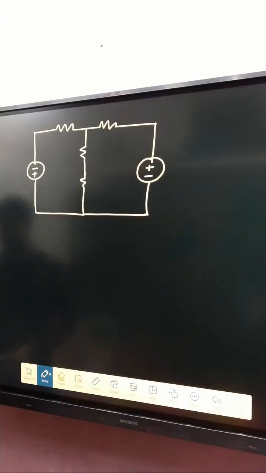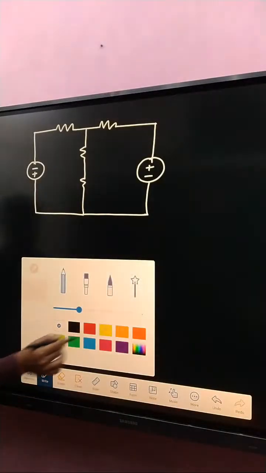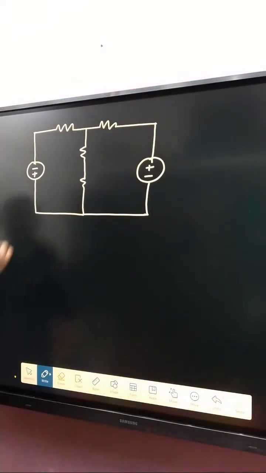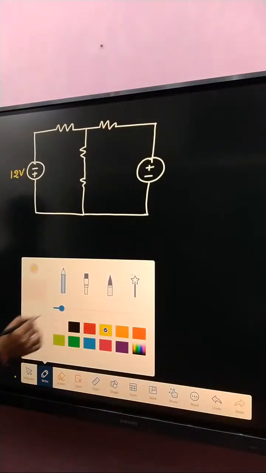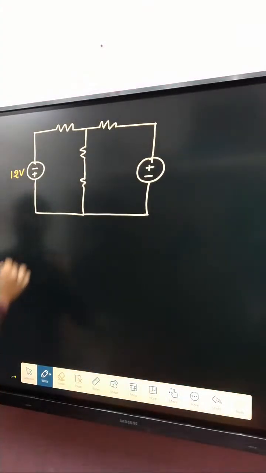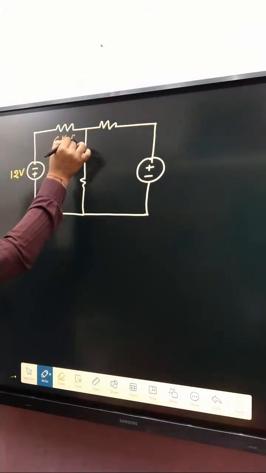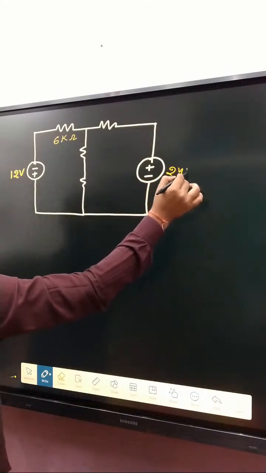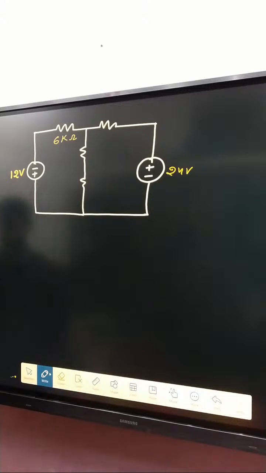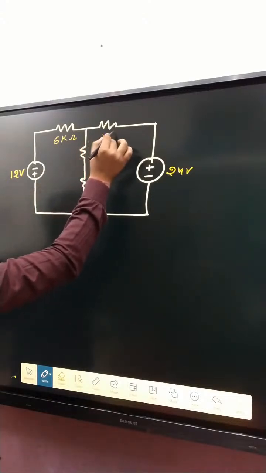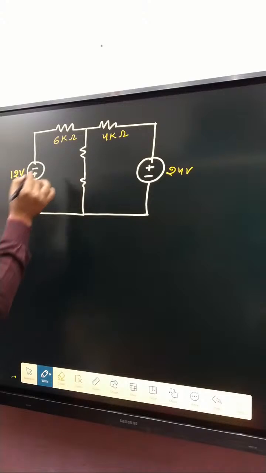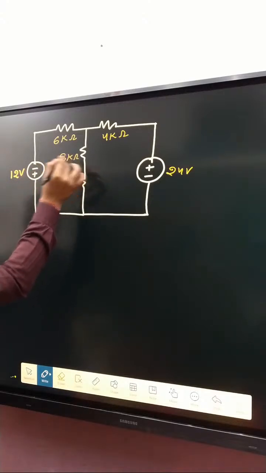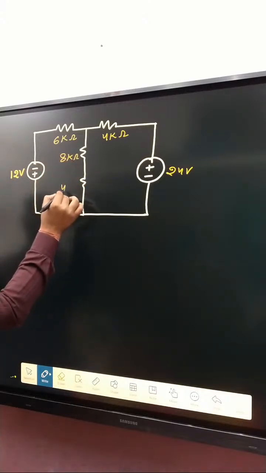Okay, clear? And after that, what about the values? That one is 12 volt, and that one is 6 kilo ohm. That one is 24 volt. That one is 4 kilo ohm, that one is 8 kilo ohm, that one is 4 kilo ohm.